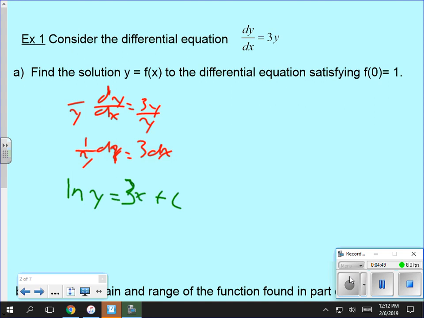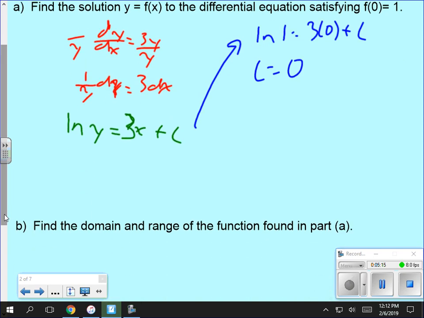So if I take this, go over to the side, I have the natural log of 1 is equal to 3 times 0 plus c. What is the natural log of 1? 0. So what is c? 0. That's nice. I love it when c equals 0 because then I can just ignore it. So much easier when that happens.